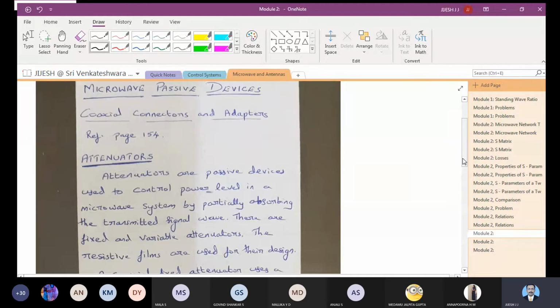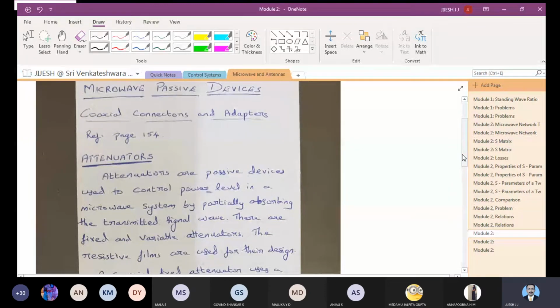Okay, so all of you write down the title, microwave passive devices, and now we are going to discuss attenuators. A very important topic, attenuators. A definite question for examination.